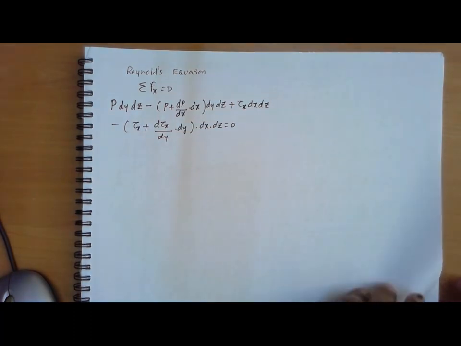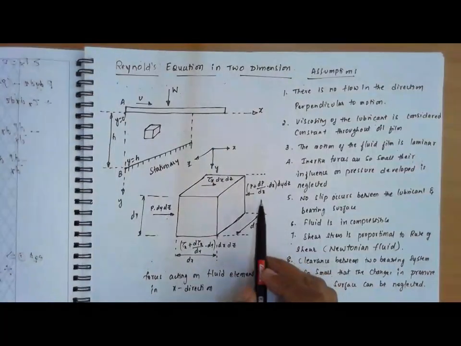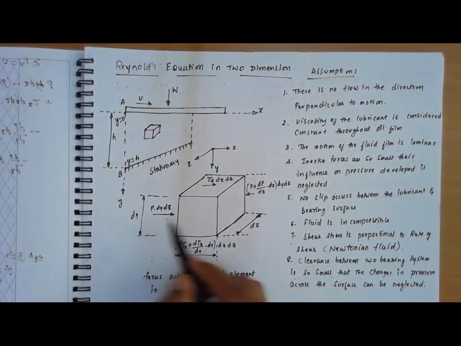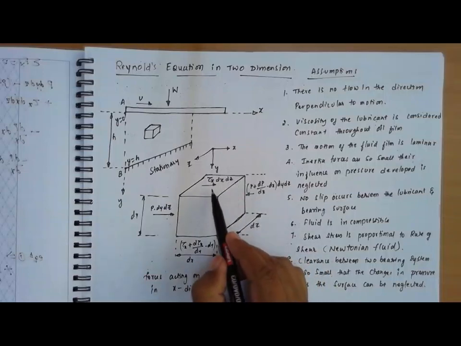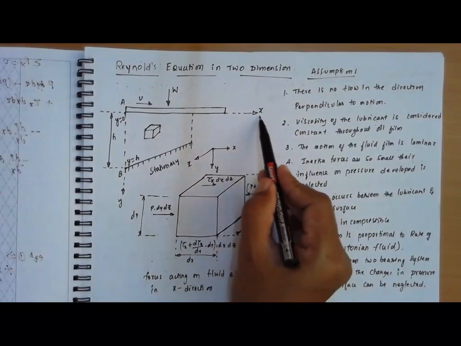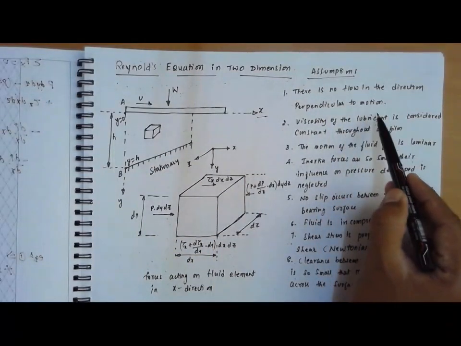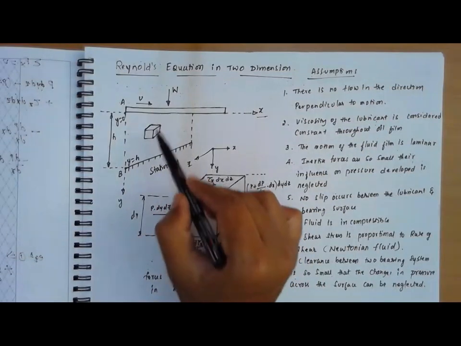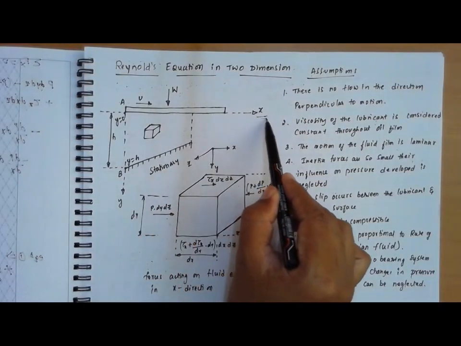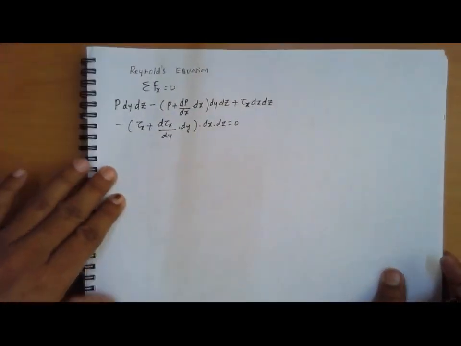These equations are considered from this particular figure. This is taken as positive, this is taken as negative, this is taken as positive, and these forces are taken as negative. So we sum all the forces acting in the x direction. Since we said there is no flow in the direction perpendicular to motion, we consider the forces on the fluid acting in the x direction and equate them to 0. This is how the equation looks.